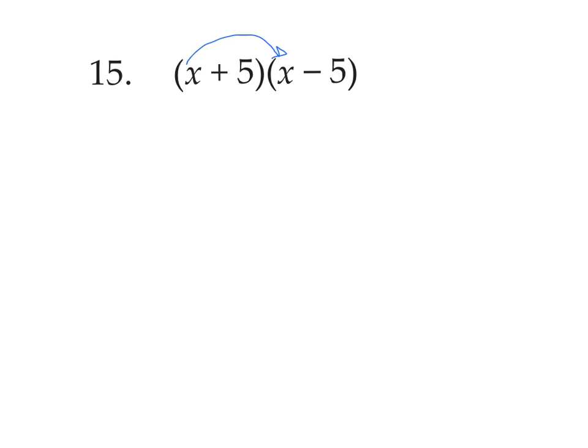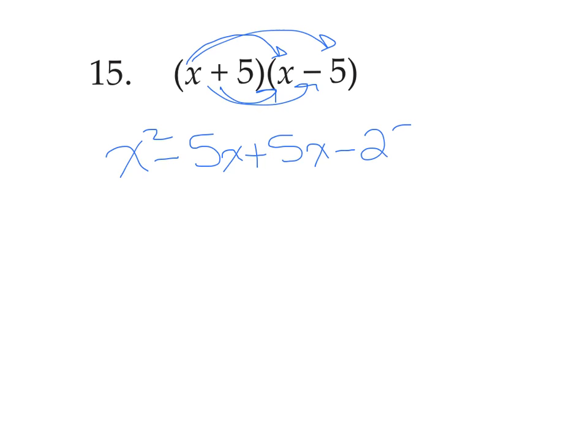So we'll see. X times x is x squared. X times negative 5 is negative 5x. 5 times x is 5x. 5 times negative 5 is negative 25. When you get ready to combine like terms here in the middle, you'll notice you have a negative 5x and a positive 5x, and they cancel each other because they're opposites. And that is the result of these binomials being identical except with opposite signs. So our end product is x squared minus 25.